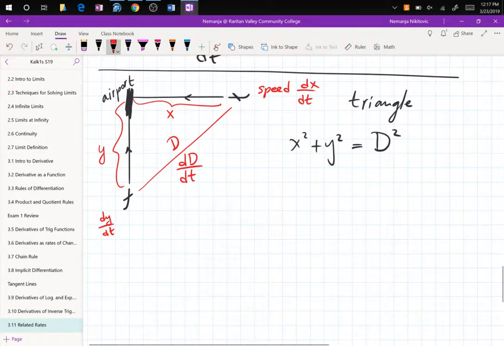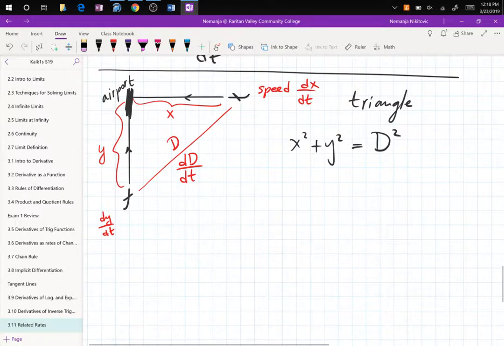How much is the distance changing with time? This is how fast the distance between the two planes is changing, because as you can see, the distance becomes less and less. So we can measure the speed of these two planes approaching each other.